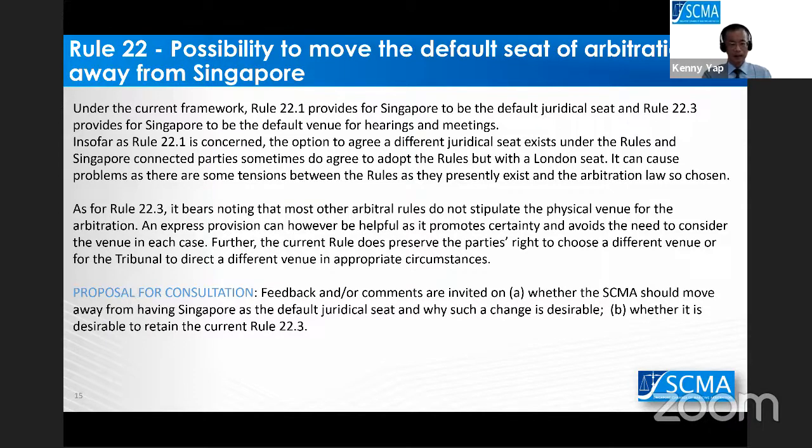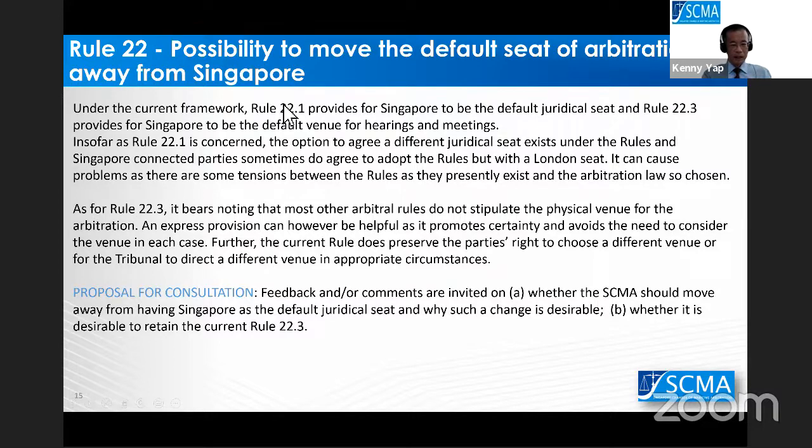The concern here is that there have been cases where parties adopt the SCMA rules but with a foreign seat, for example, a seat in London. This can cause a tension between the SCMA rules as they presently exist and the arbitration law so chosen.